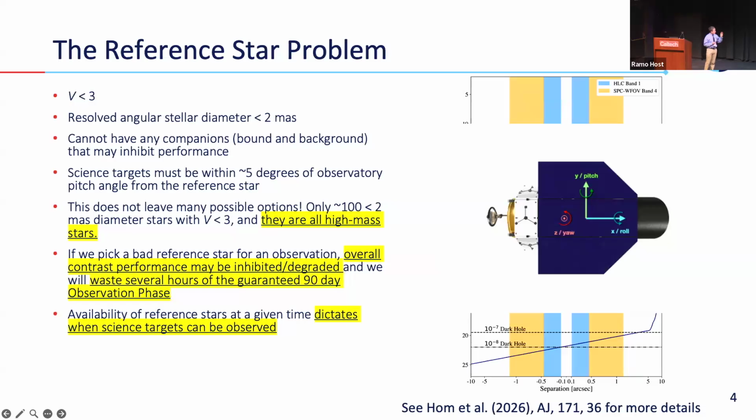The last thing that I'm going to touch on a little bit later in this talk is reference star availability. Given that we have a very limited number of reference stars, there's a decent chance that reference star availability at any given time can strongly dictate when you can actually observe your science target.